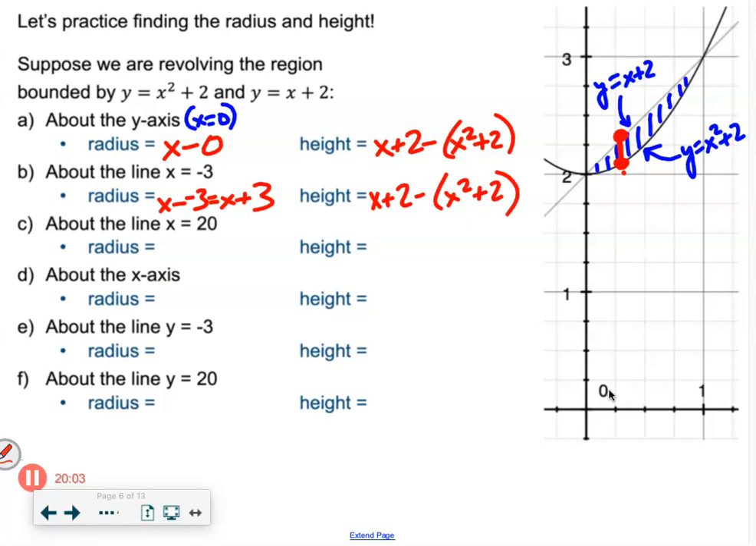Now we're going to revolve about the line x equals 20, which is way over here, right? So now, what would our radius be? 20 minus x. Oh, I'm sorry, Casper. Yes, 20. 20 minus x, because now our region is left of the axis. So you have to do axis minus x instead of x minus axis. Okay, what would the height be? It's still the same.